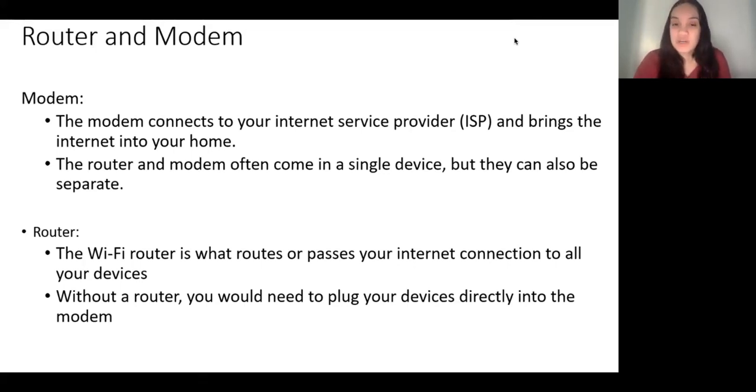Without a router, you would need to plug your devices directly into the modem. If you have a laptop and a smart TV and a phone and so on, that must mean you have a gateway, which is those two combined, or of course a router. If you only have a modem, that means you only have one device in your house, which is basically a printer or a laptop. If you have multiple devices, you probably have both a modem and a router, or a gateway.